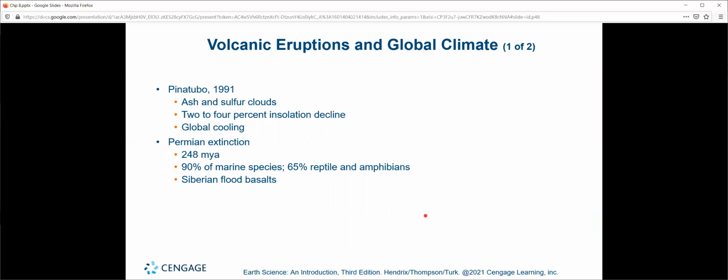Pinatubo volcano in '91, right? Large volcanic eruption. The weird part about the volcanoes is that's a lot of energy, a lot of heat, a lot of ash, a lot of stuff goes down with volcanoes.